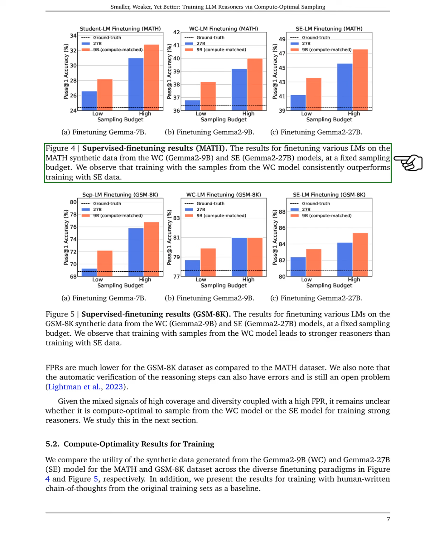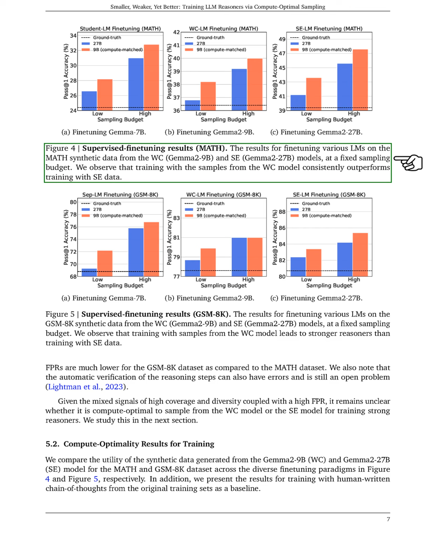Our findings indicate that training a model in a WC setup using WC data may be more compute optimal than self-improvement on its own data, establishing a new paradigm for enhancing models efficiently by generating synthetic data from smaller models. Lastly, we examine the generalization capabilities of models trained with WC and SE data. We evaluate models fine-tuned with synthetic solutions for the MATH dataset at high sampling budgets on the Functional MATH dataset.